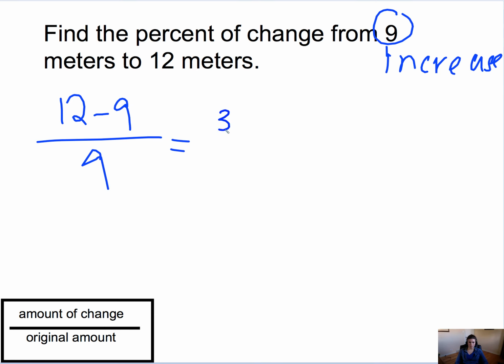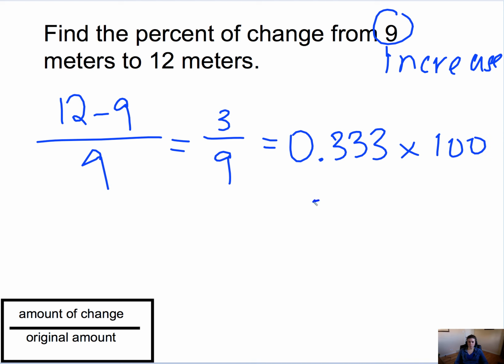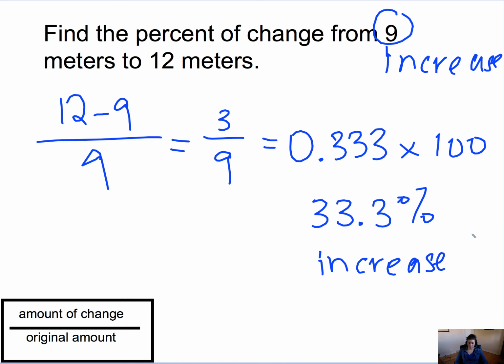So 12 minus 9 would be 3, and then 3 divided by 9 would be about 0.333 repeated. We would multiply that number by 100, so you'd get about 33.3% increase. And that's it for today, guys.